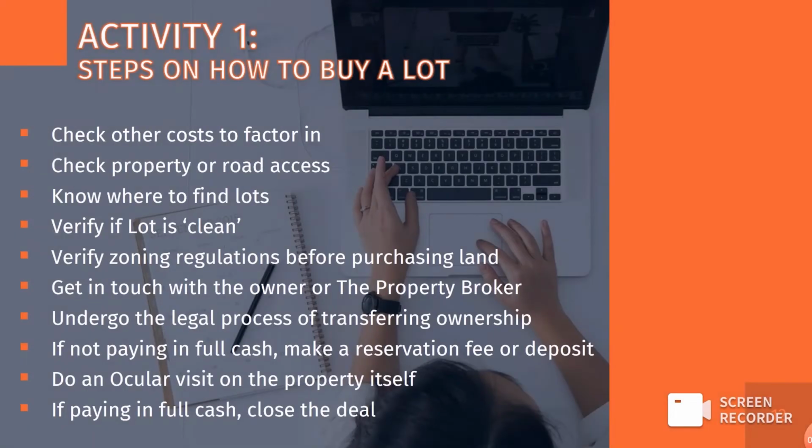Now, for your activity 1, these are the steps on how to buy a lot. All you need to do is to arrange these in sequence. Now, which comes first? Is it verify if the lot is clean, or undergo the legal process of transferring ownership? Again, your task is to arrange the steps on how to buy a lot.